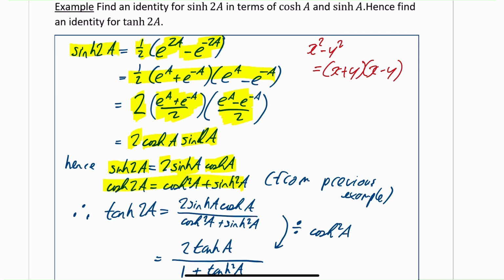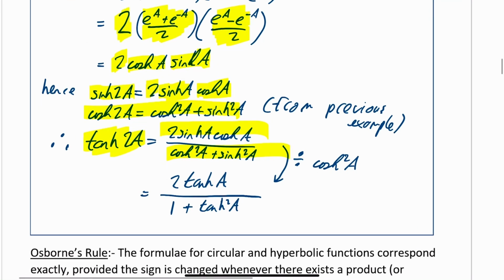Hyperbolic cos of 2a, we did that one from the previous example. So hyperbolic tan of 2a is this thing divided by this. And then how you get to the next line, your last line I should say, is divide through by cosh squared. So divide through by cosh squared.